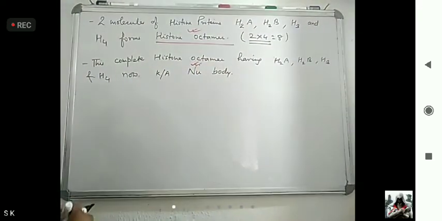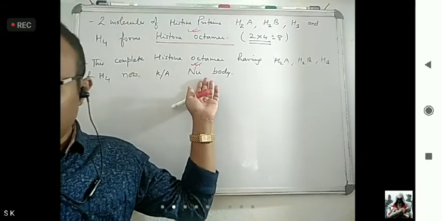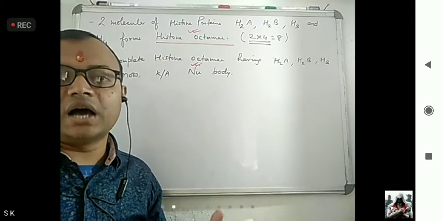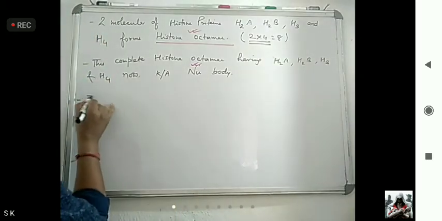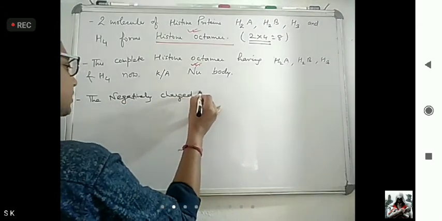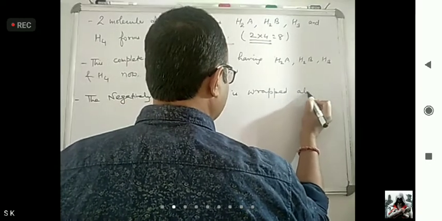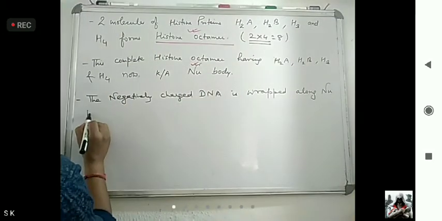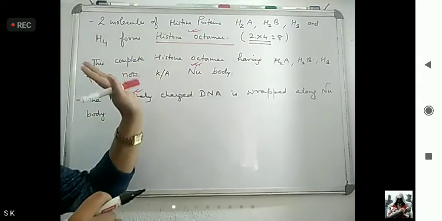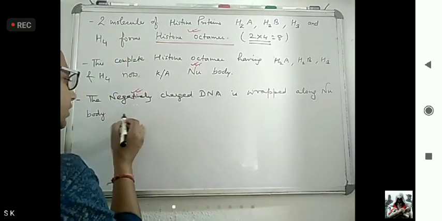Okay, this also you have to remember: that complete histone octamer having H2A, H2B, H3 and H4 is now known as what? Nu body. Now this Nu body is covered with negatively charged DNA. So what happens? The negatively charged DNA is wrapped along the Nu body. Okay, they are wrapping. This is negatively charged, and histone octamer is positively charged.